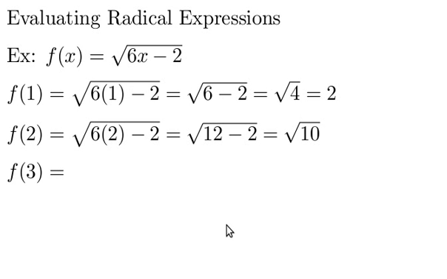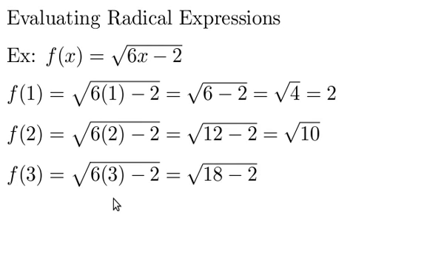Let's see if that turns out into a nice number or if it's something that's hard to deal with. So square root of 6 times 3 minus 2. 6 times 3 is going to be 18, so we have square root of 18 minus 2. 18 minus 2 is going to equal 16, so we have square root of 16. And square root of 16 is just going to be 4, because 4 times 4 is 16. So that's the final answer for f of 3.